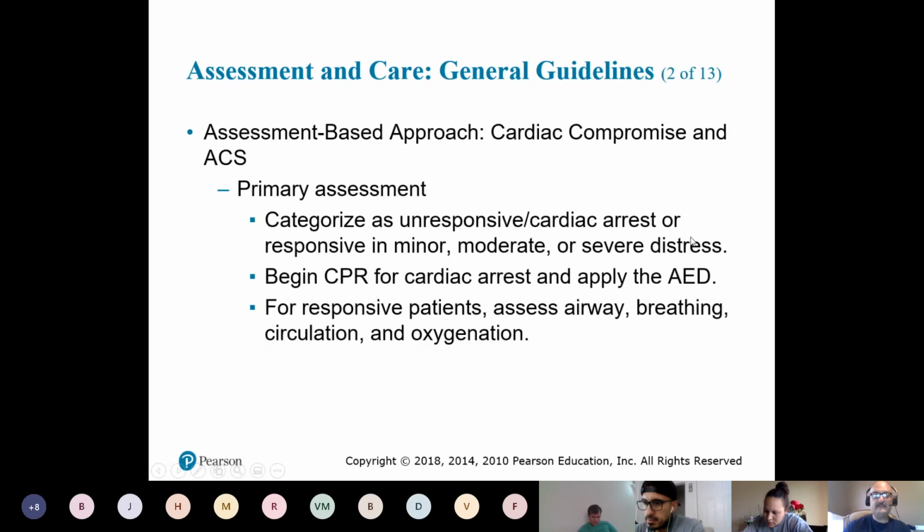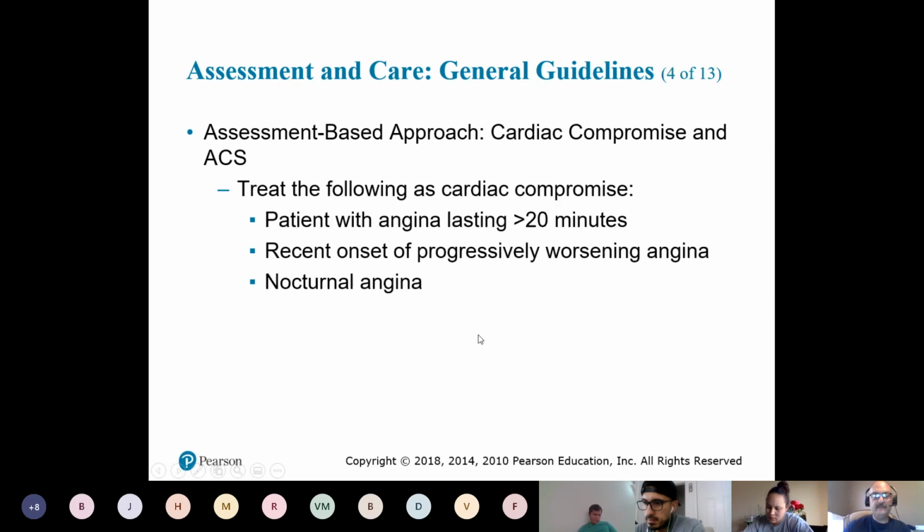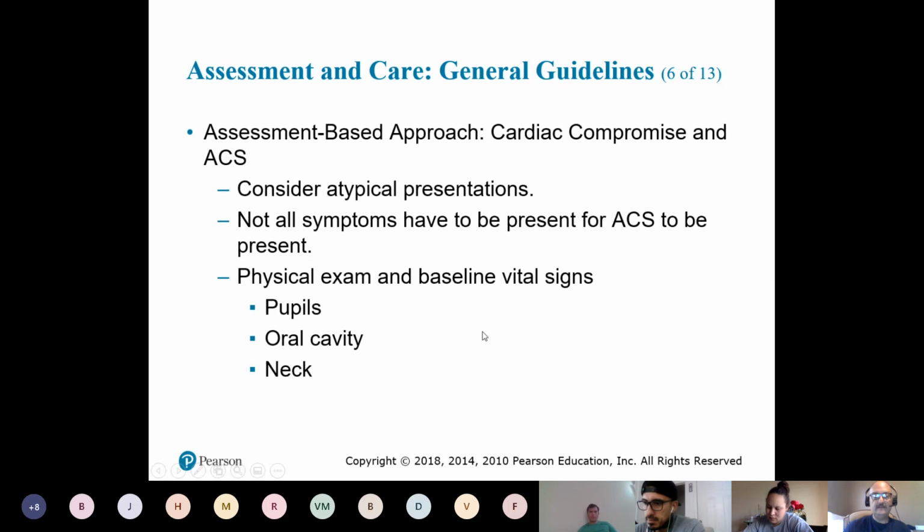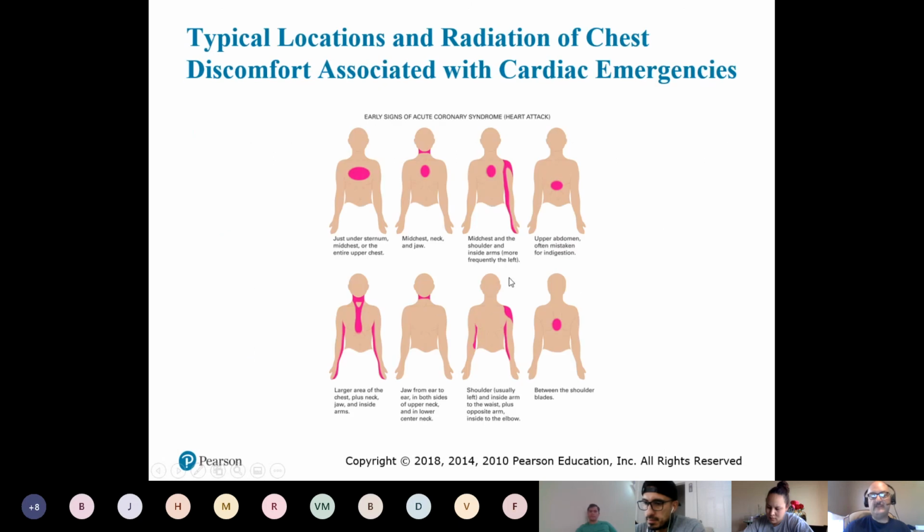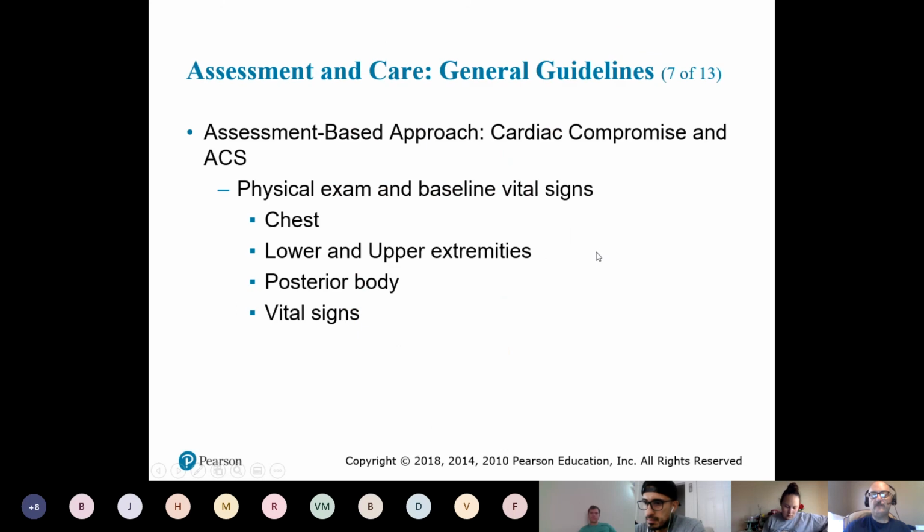So really, it's the same for all of this. We already talked about all the assessment stuff, the secondary. We already did all this stuff. There's the pain, it's in your book. So different places where you could feel pain.